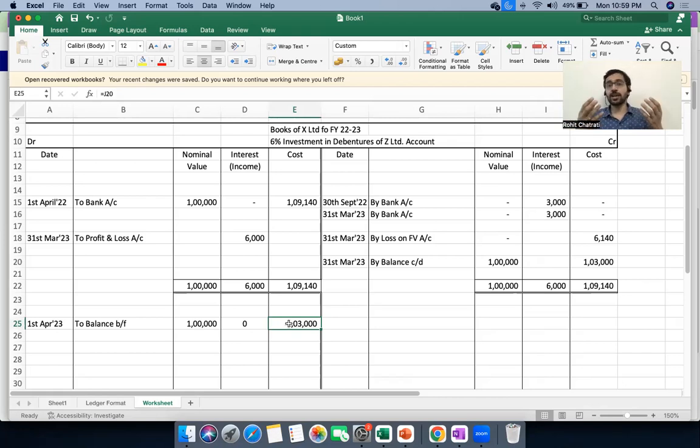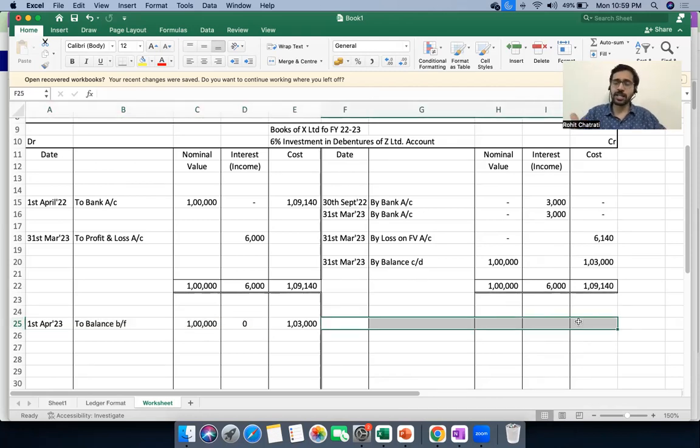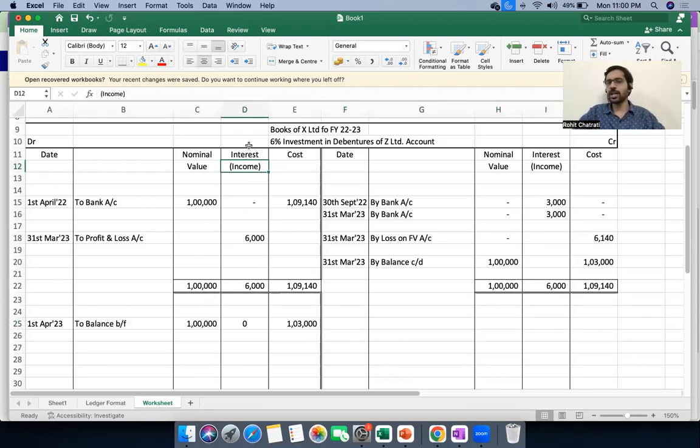Obviously, interest being a P&L ledger, you're not going to have any balance brought forward either on the debit side or on the credit side with regard to interest. Whatever interest was there last year got transferred to P&L, and P&L got transferred to shareholders' funds.